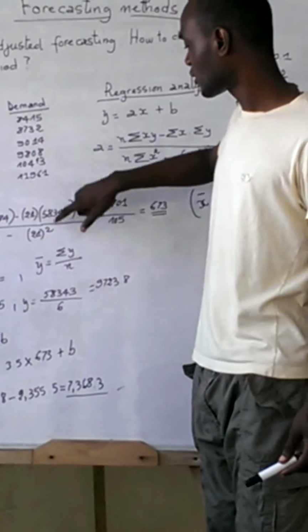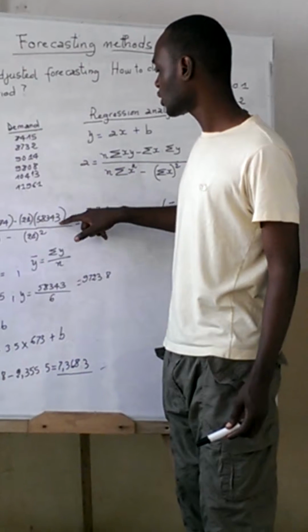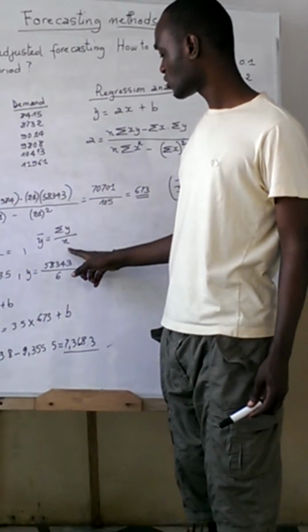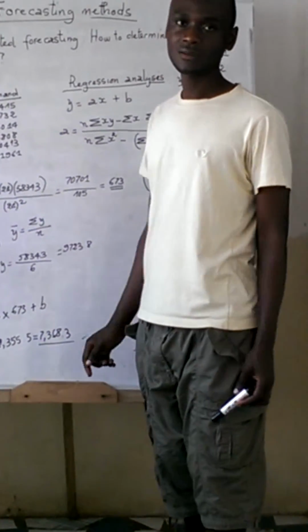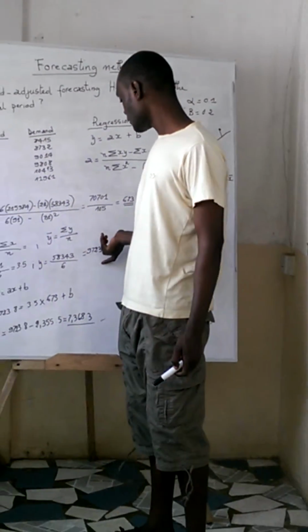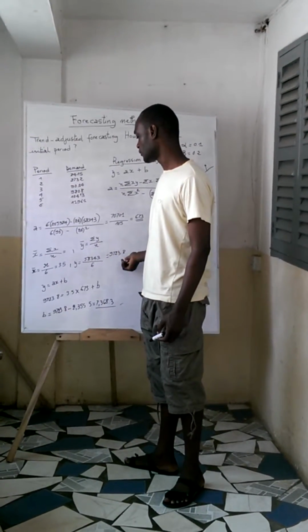So we just take 58,343 divided by N, which is 6, and we got 9,723.8. Okay? So this is the X bar and Y bar.